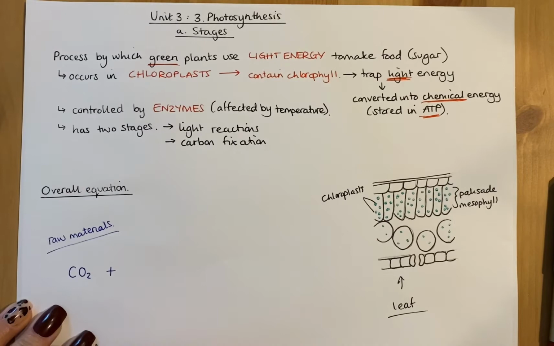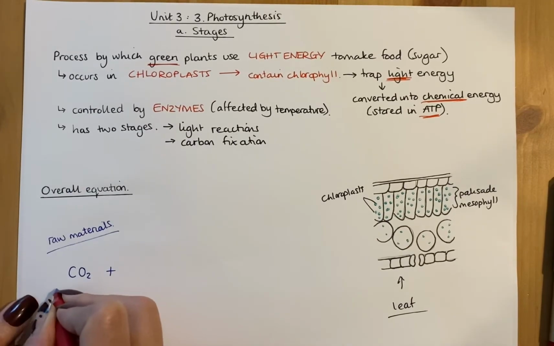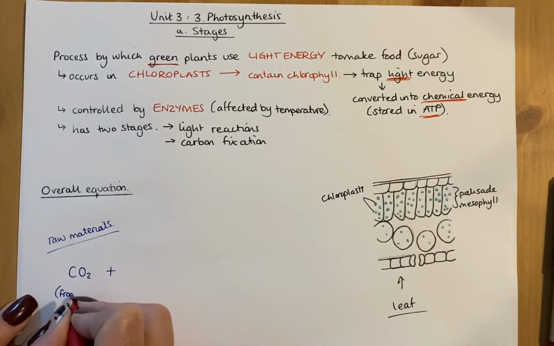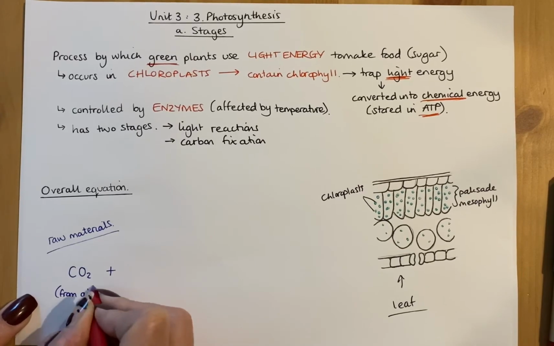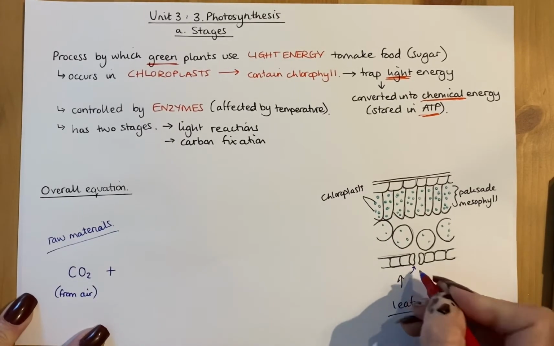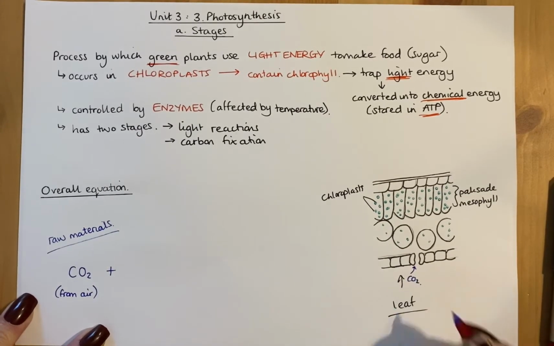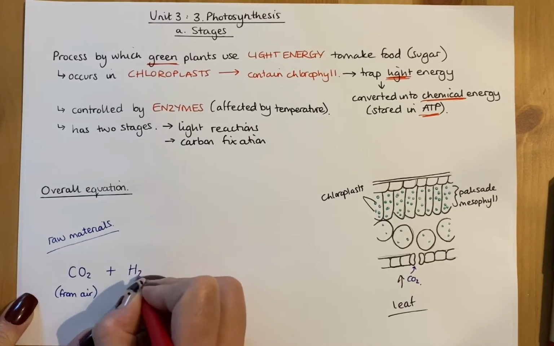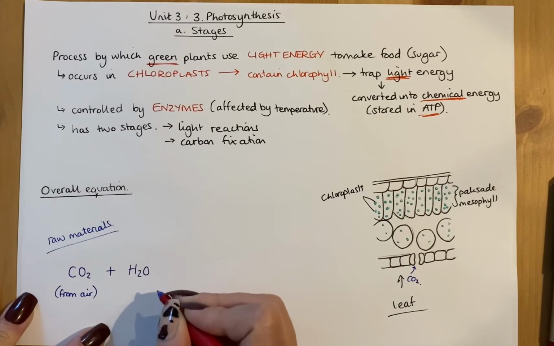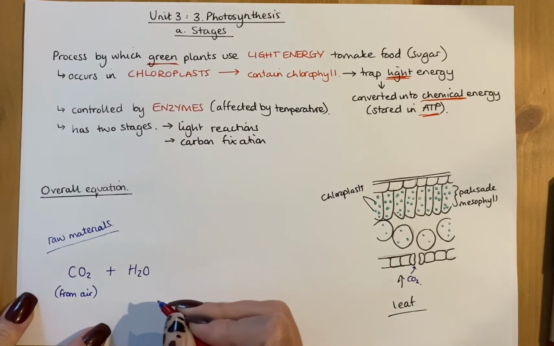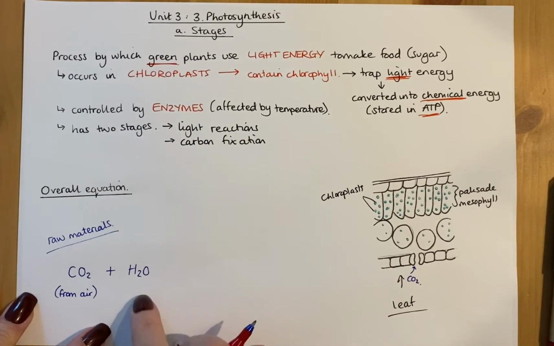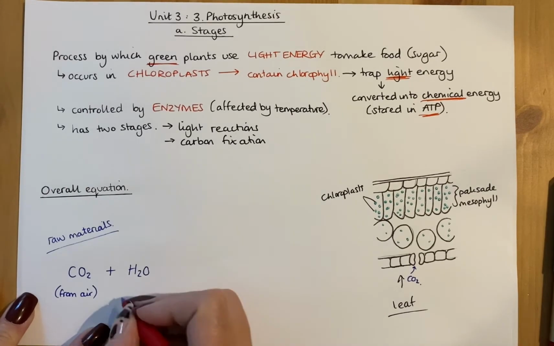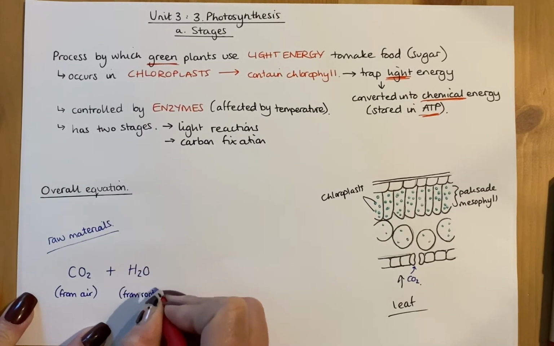CO2 is one of the main things, and CO2 comes from the air. Think about leaf structure: CO2 would enter through those stomata. The second raw material is water. Again, think about Unit 2 and leaf structure and plant transport systems. That water is from the roots, and it travels up in the xylem to the leaf.